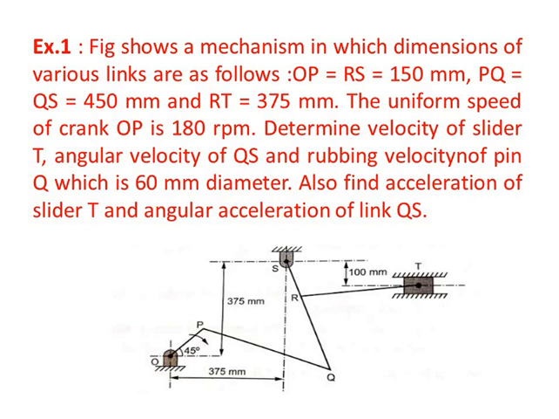Figure shows a mechanism in which dimensions of various links are as follows. OP equal to RS equal to 150 mm, PQ equal to QS equal to 450 mm and RT equal to 375 mm. The uniform speed of crank OP is 180 rpm. Determine velocity of slider T, angular velocity of QS and rubbing velocity of pin Q, which is 60 mm in diameter. Also find acceleration of slider P and angular acceleration of link QS. The diagram is given here.